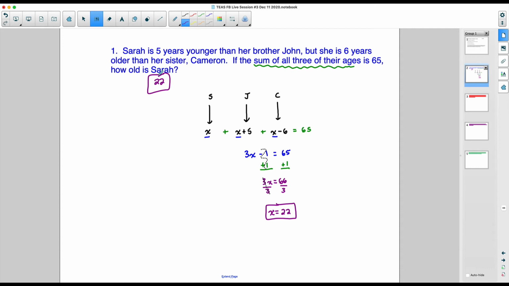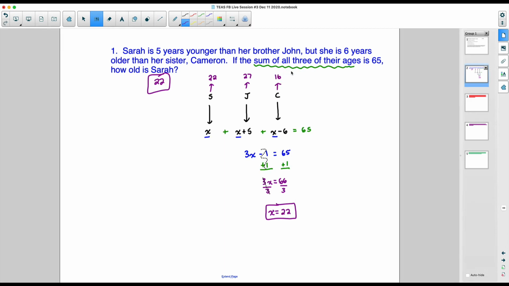Now, let's check our work though. Let's see if this makes sense. So we said Sarah, she's 22. Now, what do we know about John? Sarah is 5 years younger, so John is older. And remember, we took Sarah's age plus 5, so 22 plus 5, that means John's 27. And then one more piece here. Sarah is 6 years older than her sister Cameron. Well, we said Sarah's 22. If Cameron is 6 years younger, because Sarah is 6 years older, if we subtract there, what are we going to get? We'll get 16.